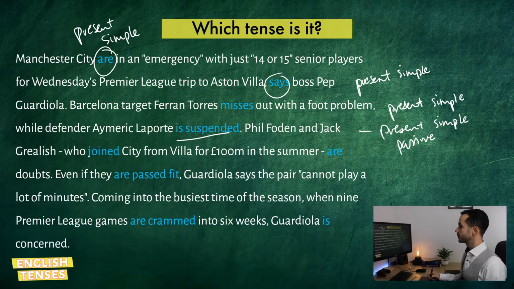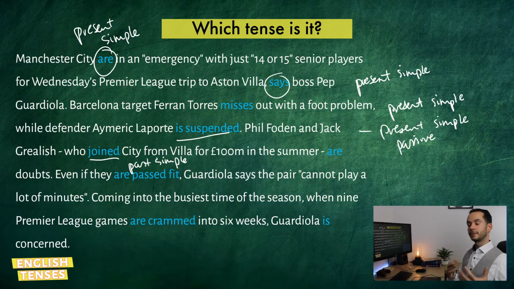Jack Grealish, who joined City from Villa for £100 million in the summer, are doubts because it's combined with Phil Foden. "Joined" is past simple because it happened in the past. And we know this because we have an expression of finish time, a time marker, in this case, in the summer.